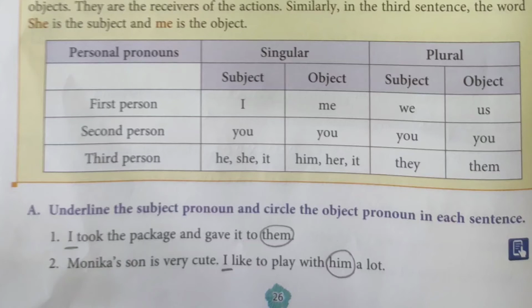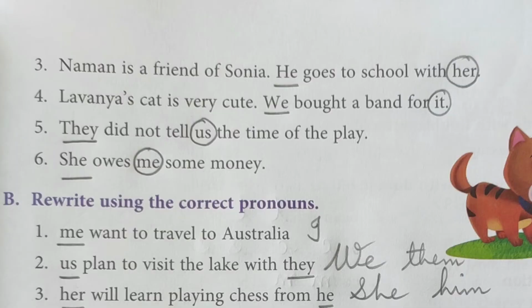Now children, look at sentence number 3. Naman is a friend of Sonia. He goes to school with her. So who's doing the work? He. Therefore underline he. And who is receiving? With whom is he going? With her. So we will circle her because her is the object.